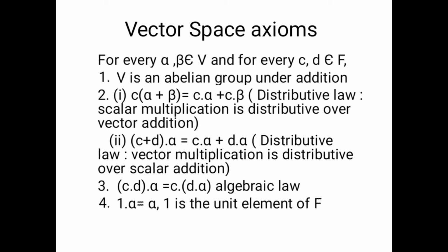Third one is the algebraic law. We say that for every c, d contained in F and alpha contained in V, c dot (d into alpha) is equal to (c into d) alpha. It is called the algebraic law. And fourth one is 1 dot alpha is equal to alpha, where 1 is the unit element of the field F. Unit element with respect to multiplication, we may say. So when all these conditions are satisfied, then V is said to be a vector space over the field F.